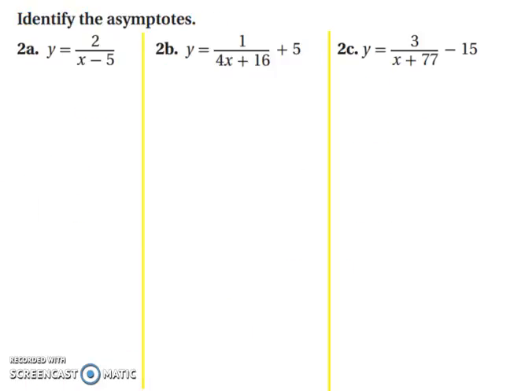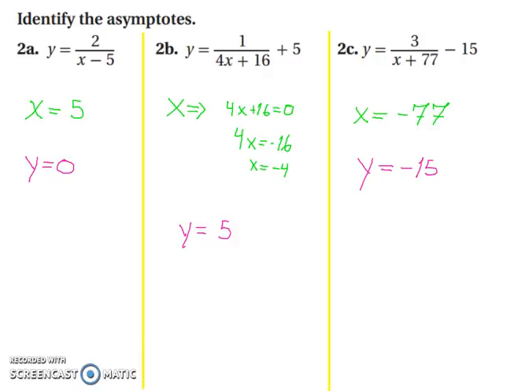Now take a moment, pause the video, and try these 3 on your own. When you return to the video, the answer for each will be revealed. And there you have it.